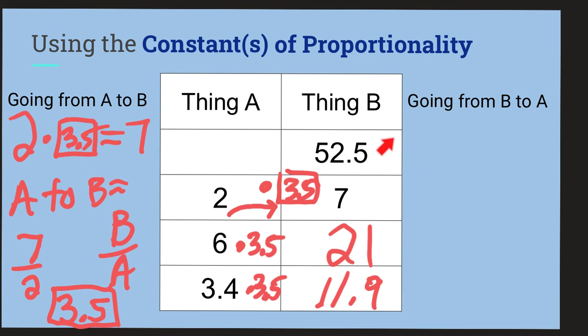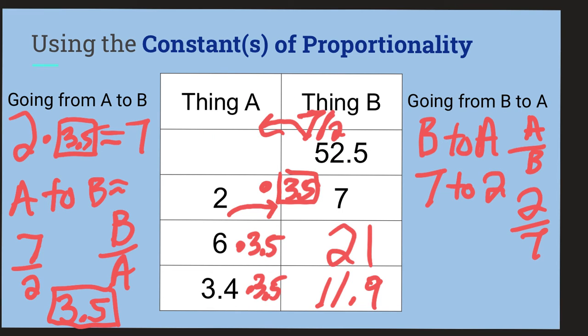Now, how do we go from B back to A? So to go from B to A, what I'm going to do is take A and put it over B. All right, so I'm going to take 2 and put it over 7. So my scale factor to go the other way is to multiply this 52.5 by 2 over 7. And I get 15, and again, this answer matches the previous slide.